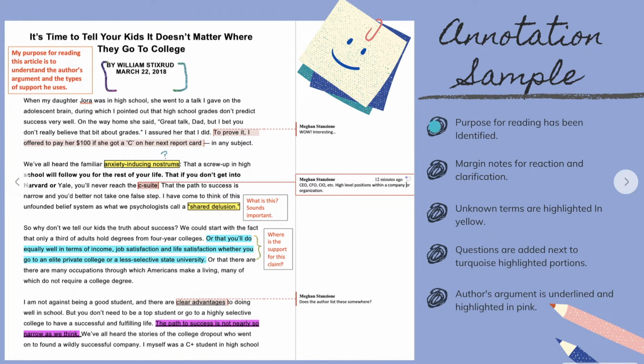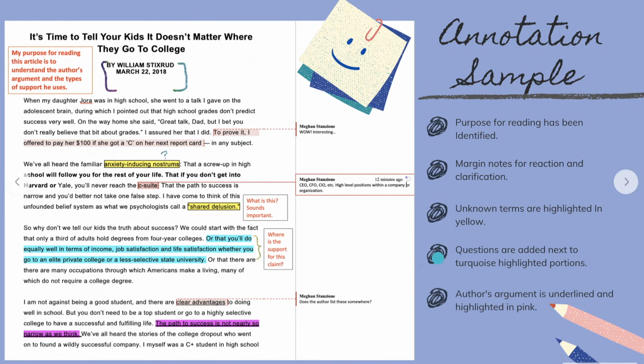You'll notice a few things. The purpose for the reading has been identified here. There are margin notes for reaction. Wow, that's really interesting. Or things to clarify. So this note here is clarifying, what is the C-suite? Oh, they're talking about a CEO or a CFO, really high level positions within an organization. I've got unknown terms in this text highlighted in yellow. That's just what works for me.